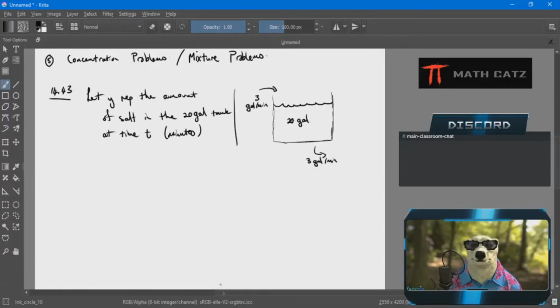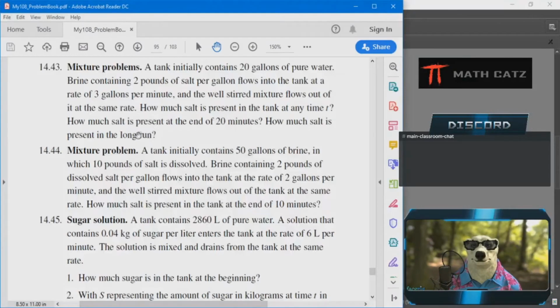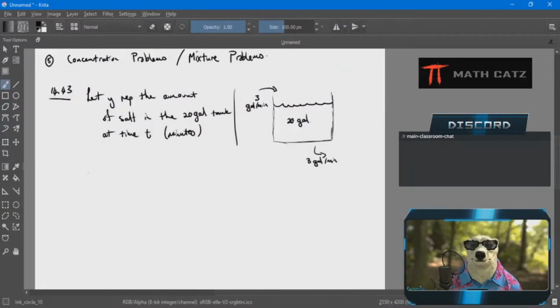Well, the amount of salt is changing because there's a salt mixture flowing into the tank, so therefore the amount of salt is increasing. And so I have a rate of change. So the rate of change in the amount of salt, or the increase in the salt amount in this tank, can be calculated in two ways. First of all, it's represented by dy dt.